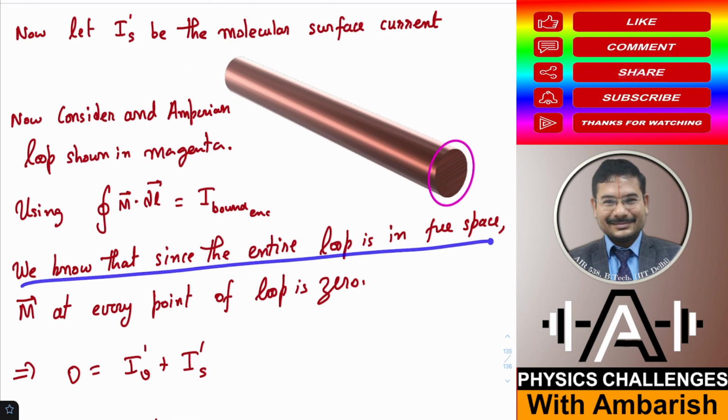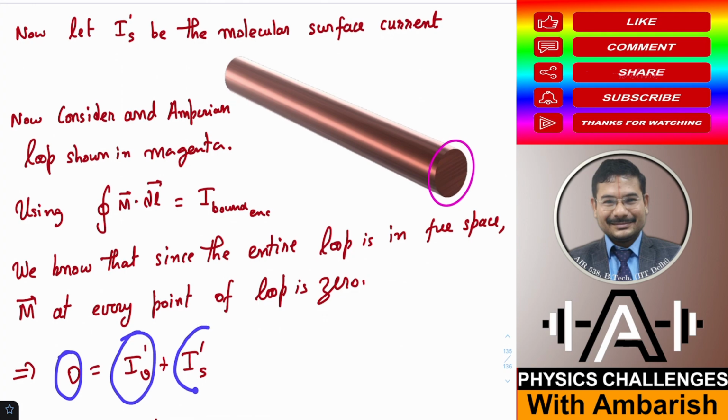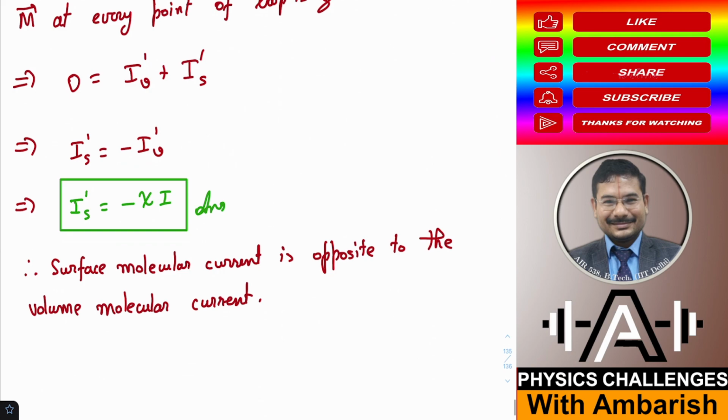So we know that since the entire loop is in free space, M at every point of the loop is 0. So we can say that 0 is equal to volume bound current plus surface bound current. Or I can say that surface bound current is just negative of the volume bound current. So surface current is minus chi times I. The negative sign implies that the surface currents are exactly oppositely directed to the volume bound currents. Okay, so that's what I've written: surface molecular current is opposite to the volume molecular current.